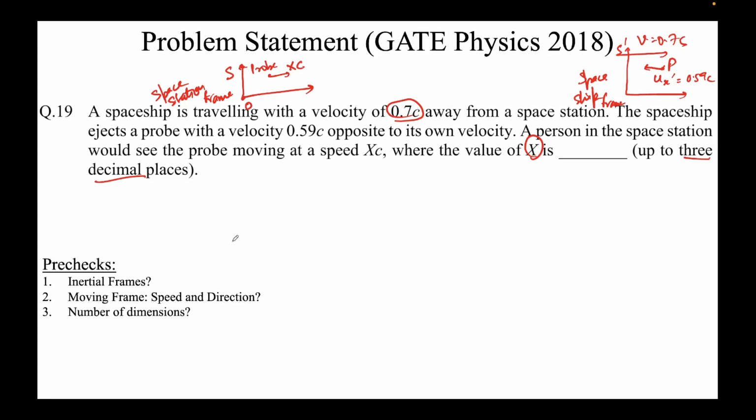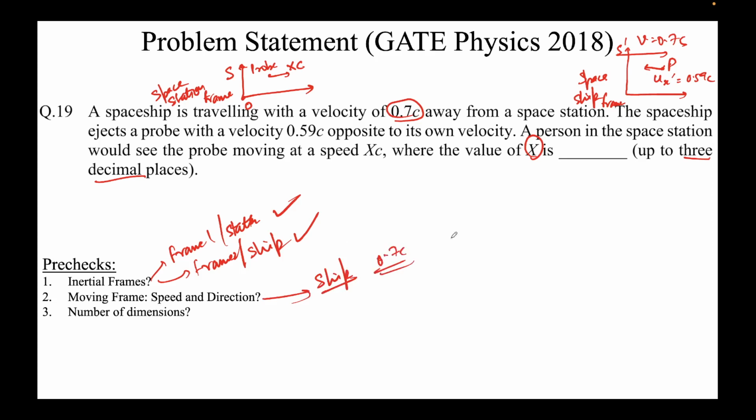Again we do some pre-checks. We make sure the frames are inertial. We assume the space station to be at rest, which means it is inertial. So frame 1, the space station frame, is inertial. Frame 2, the moving frame, which is the spaceship frame, is moving at constant velocity. This is also inertial. We are satisfied, so all our STR formulas are valid. Second, what is the speed and direction of the moving frame? The moving frame was the spaceship frame. We know it's moving with velocity 0.7 c in a direction, which we have assumed in this case to be positive x. I told you why positive x: usually we derived the formula in positive x.